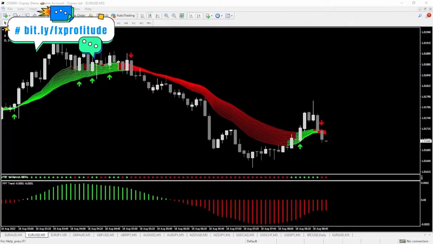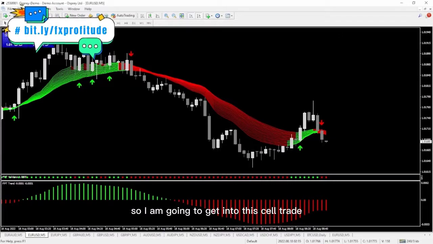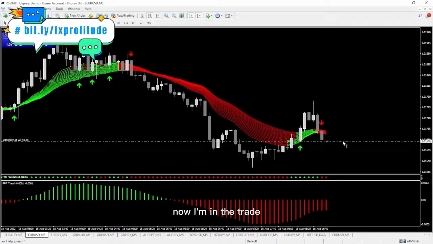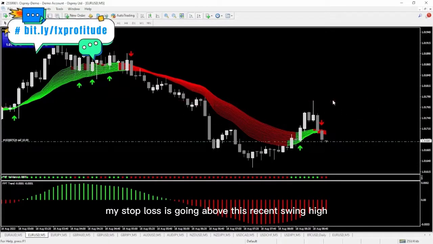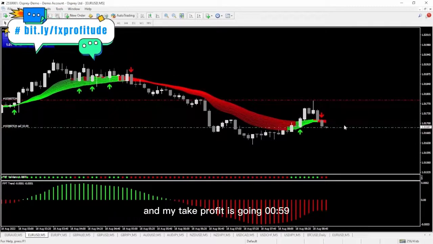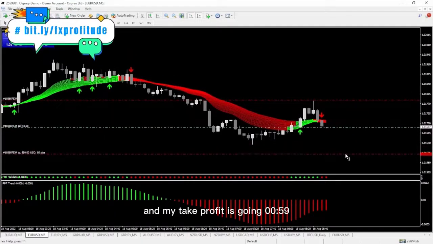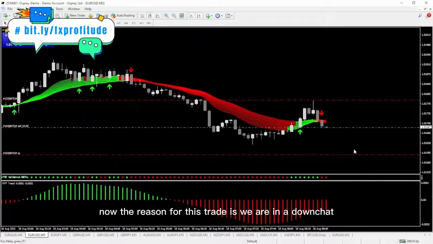Hey there, we just got a signal to go short, so I am going to get into this sell trade. Now I'm in the trade, my stop loss is going above this recent swing high, and my take profit is going 1-to-1.